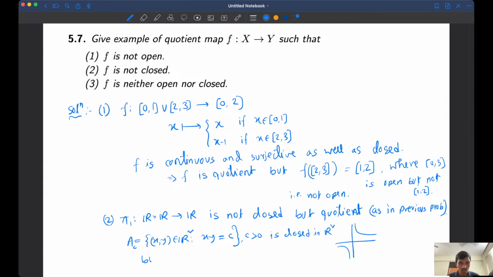but pi 1 of this A_c is actually all of R except for the only point 0. So this is clearly open, not closed, because its complement is 0, which is closed. So instead of complement I should say that 0 is a limit point of this set, but 0 does not belong here, so it is not closed.